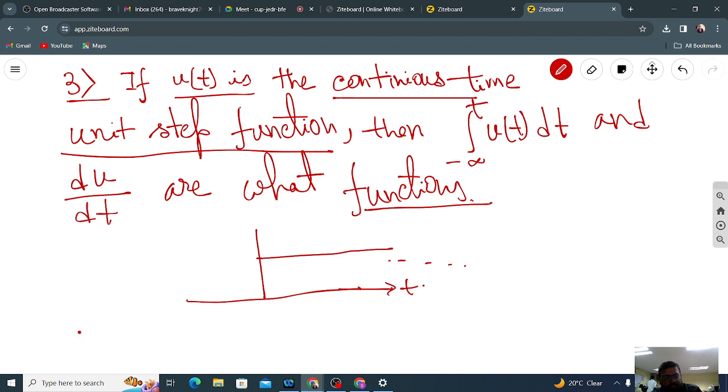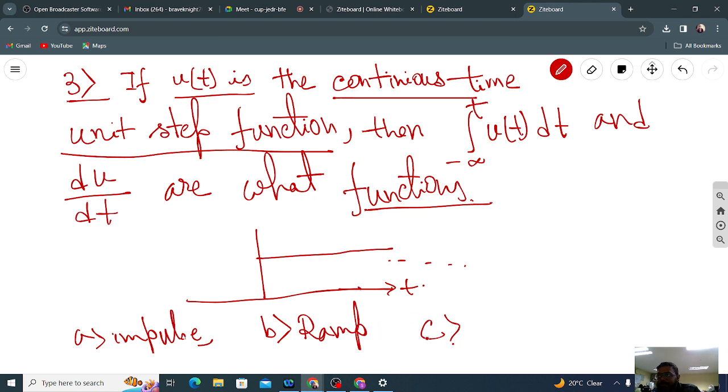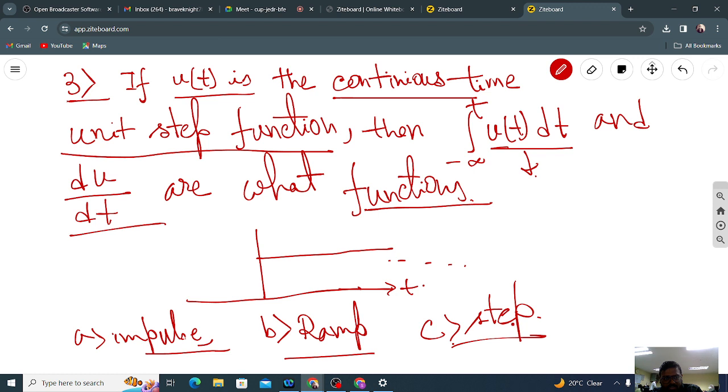So there are three possible choices: impulse function, ramp function, or step function. So this can be a ramp or step function or impulse function. Similarly, this can also be an impulse function or step function. So tell me what will be the characteristics of this function and of that function.